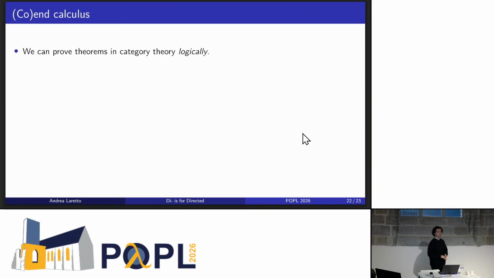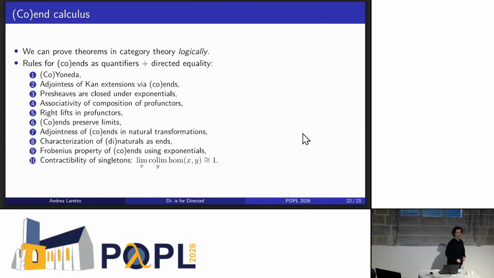And using these rules, we can prove theorems in category theory logically. So this is just a list of the things we can prove in our system, using a logical interpretation and giving a logical interpretation to all of these. And actually, there's a very curious instance in which the type theory informs the category theory.